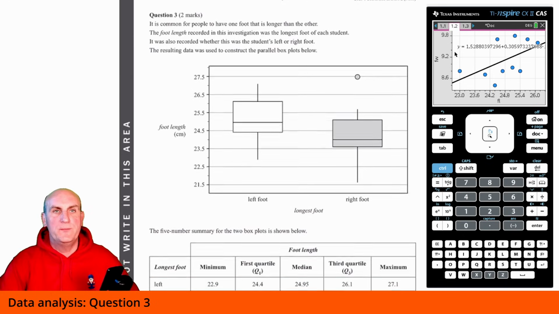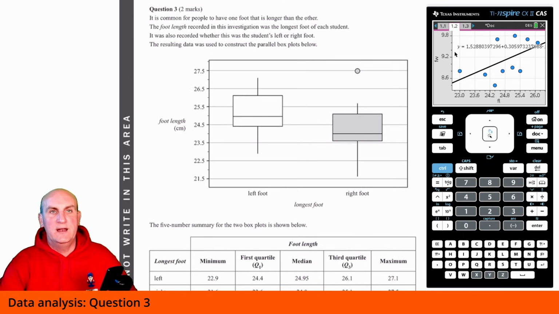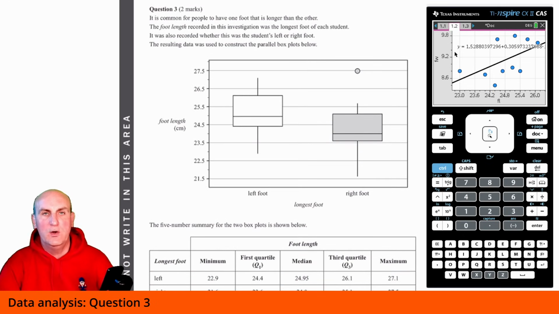It is common for people to have one foot that is longer than the other. The foot length recorded in this investigation was the longest foot in each student. It was also recorded whether this was the student's left or right foot. The resulting data was used to construct the parallel box plots below.